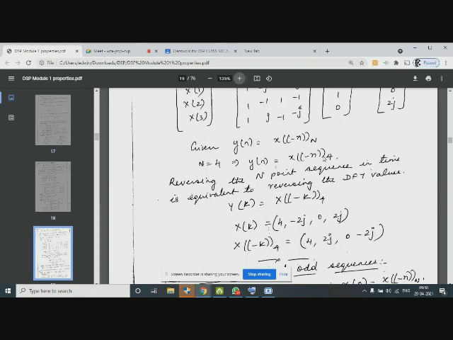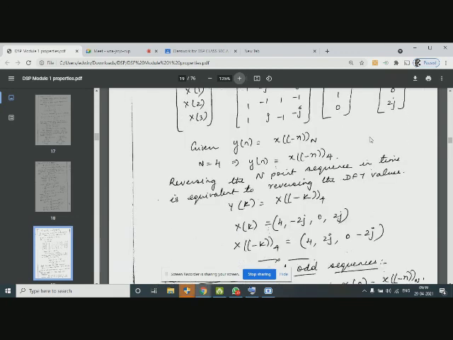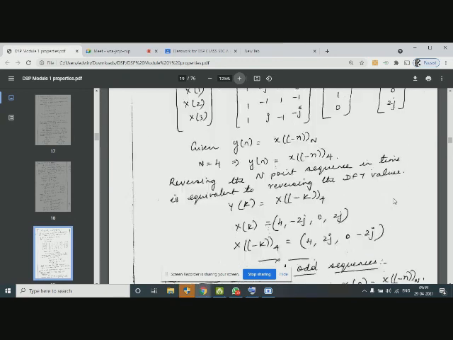So y of n is equal to x of minus n. What is reversing the DFT? After getting this DFT, what are you going to do? Reverse the answer. Y of k is x of minus k. So prove your LHS and RHS are equal. Okay, look at this. This is what you got. 4, minus 2j, 0, 2j you got. So x of k is that. X of minus k is 4, plus 2j, 0, minus 2j.